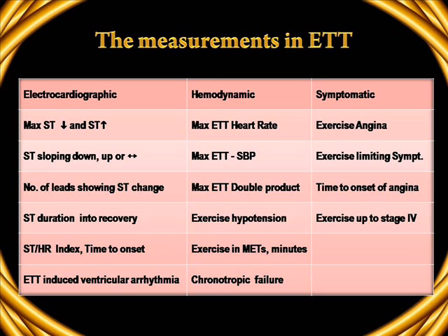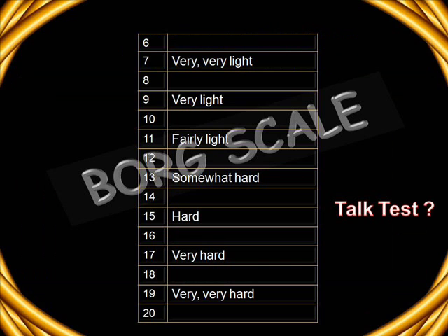If the patient is not able to exercise up to stage 4, then of course we have to look at various other parameters to decide whether the patient is positive or negative in the treadmill test. Borg scale. This Borg scale is used to quantify the intensity of the exercise in terms of the patient's perception. The scale runs from 6 points to 20 points.